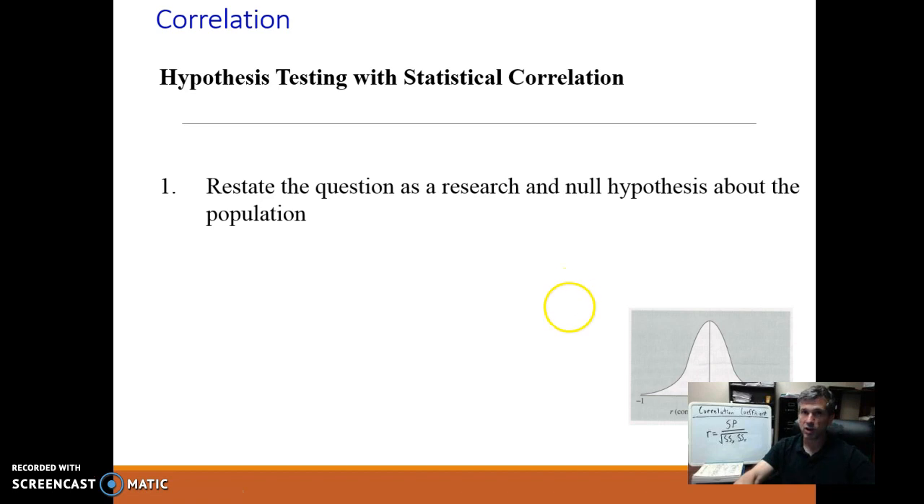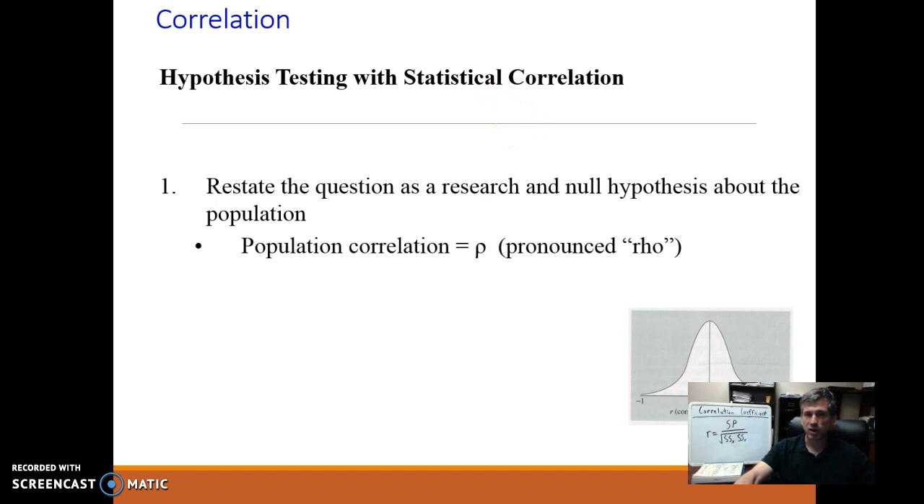But here's the big change. Every other hypothesis that we've talked about, research and null hypotheses, they've always revolved around mu's. Those population parameters that we're trying to compare have always been population means. Here, though, we're not dealing with the average score on a variable in one population compared to another. We're looking at whether two different variables are related to one another at a population level. So we have a different parameter we're interested in.